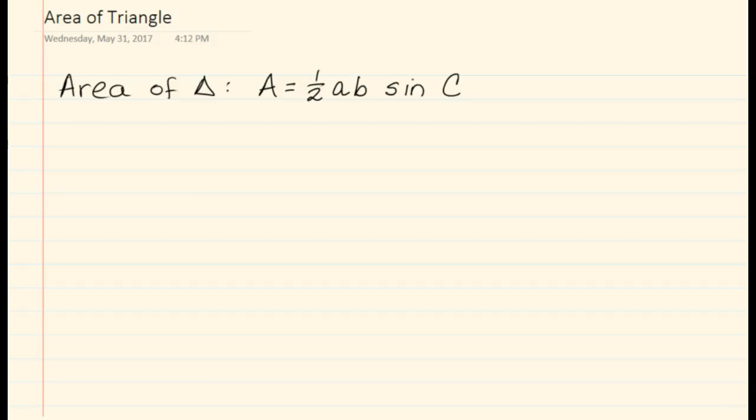I want to talk about area of a triangle. Normally we know that area is equal to 1/2 base times height if it's a right triangle. If we do not have a right triangle, we can use this formula in order to find the area of the triangle.